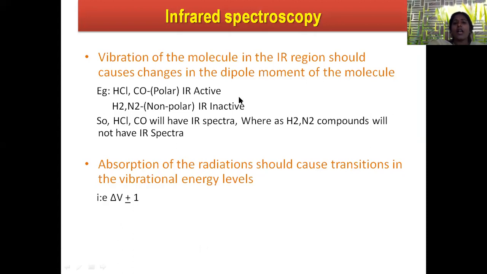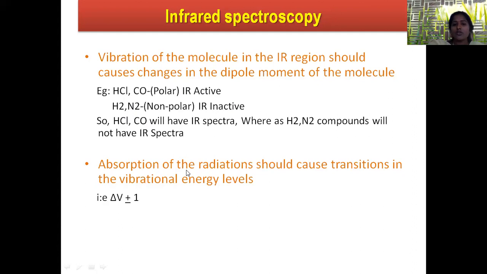Next, the vibration of the molecule in the IR region should cause changes in the dipole moment. This is called the selection rule of IR frequency. When there is a change in dipole moment, only then does the molecule become IR active. This is called the selection rule of IR spectroscopy. When HCl and CO molecules are taken, these are polar in nature. That's why these are called IR active. When hydrogen and nitrogen molecules are there, these are non-polar, so these are IR inactive molecules.